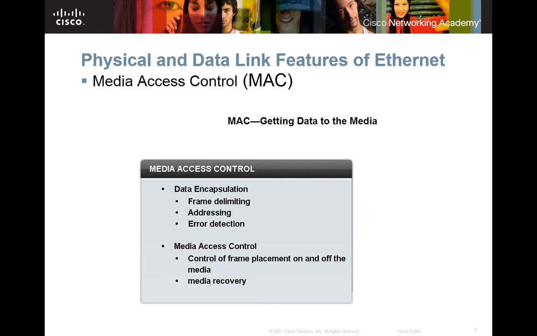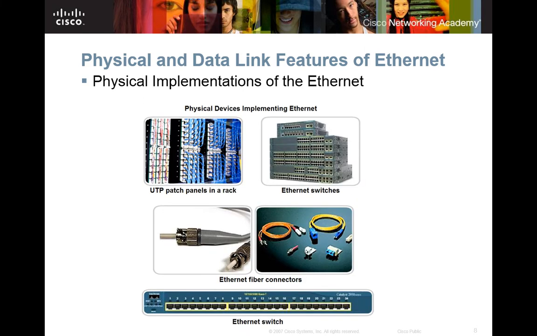The media access control. It says it performs your error detection, your addressing, and delimits your frame. That's all it does in that data encapsulation. Remember, we have the headers and footers of the frame. That's what it does. Media access control, all it does is say, here's the media. All right. All these are basic Ethernet stuff. You have your UTP patch panels. You have switches, fiber, and Ethernet switch, right? Those are all physical.